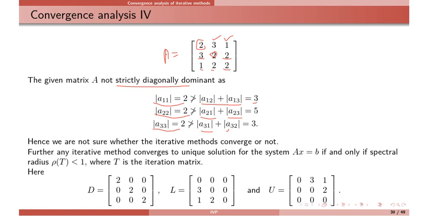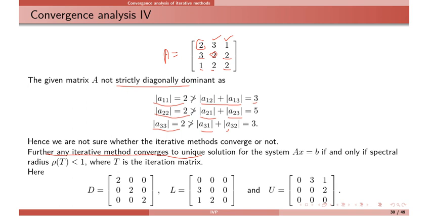But now we compute the spectral radius. That says that if the spectral radius is less than 1, then the method will converge, and if the spectral radius is greater than 1, then the method will not converge. So we will be sure by this method.